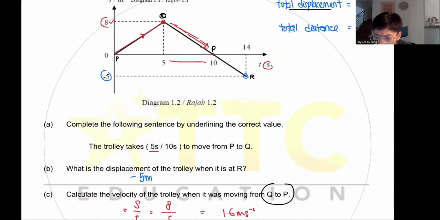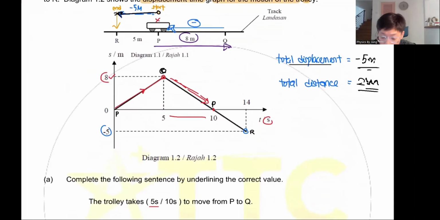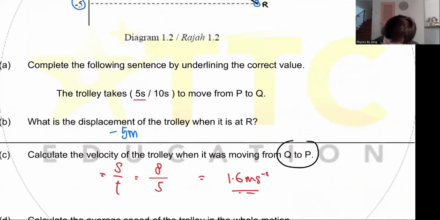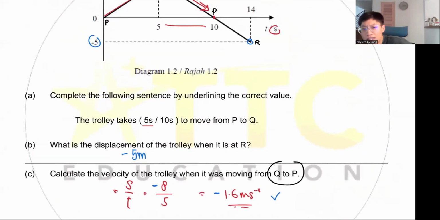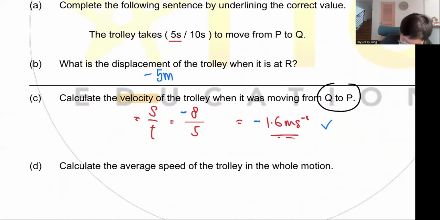Very good. Because from Q to P, you are moving in the backward direction. So if you move in the backward direction, it is negative, right? So I use the graph to help me see. If the graph goes up, it's a positive gradient. This is a negative gradient. So therefore, this is going to be negative 8. So it's a negative 1.6 meters per second. Then people like to ask me, teacher, if I write positive, can? They already say here velocity. Velocity has positive and negative.